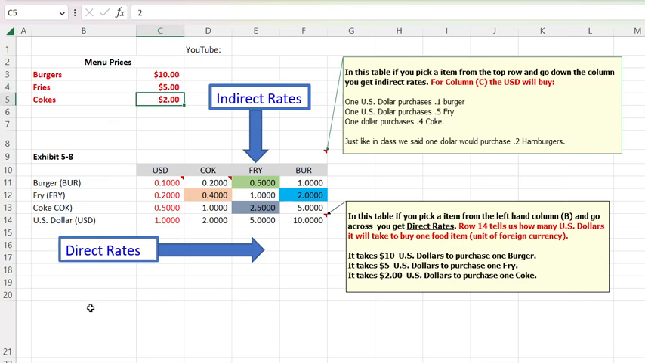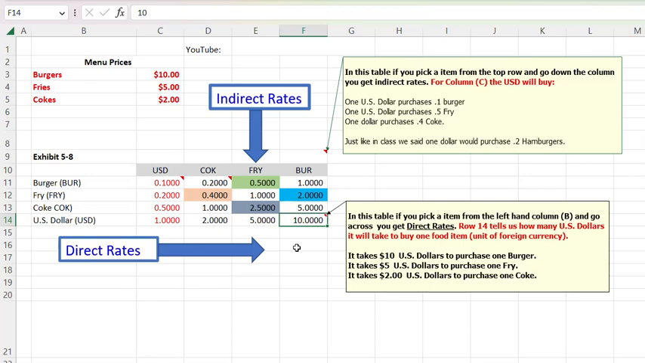We could also consider buying euros, francs, yen, any foreign currency, and the exchange rate is simply the price of that currency. So direct exchange rates are the direct prices we see for foreign currency or goods. For instance, we can buy a Coke for $2. That's a direct exchange rate. And our direct exchange rates are moving horizontally across this table. We could buy a French fry for $5 or a burger for $10. That's the direct price we would pay in US dollars for burgers, fries, or Cokes.